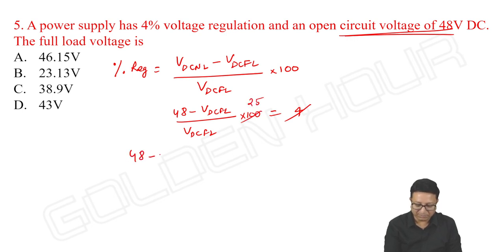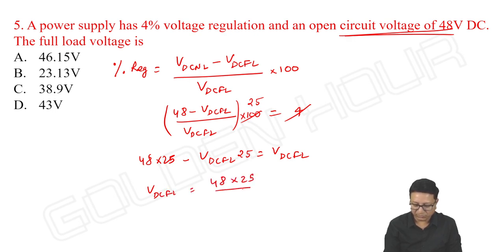So 48 minus VDC full load over VDC full load is 4 by 100, that is 1 by 25. So 48 into 25 minus VDC full load into 25 is equal to VDC full load. So VDC full load is equal to 48 into 25 by 26. I am directly writing 25 times VDC full load; if it is taken to the right hand side, it becomes 26 VDC full load. So how much do we get?